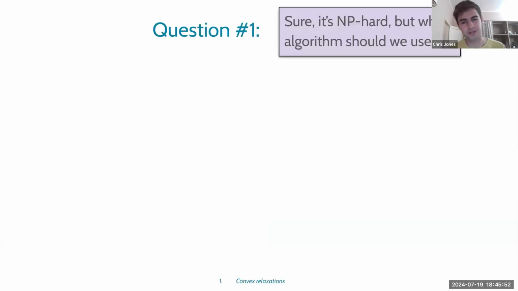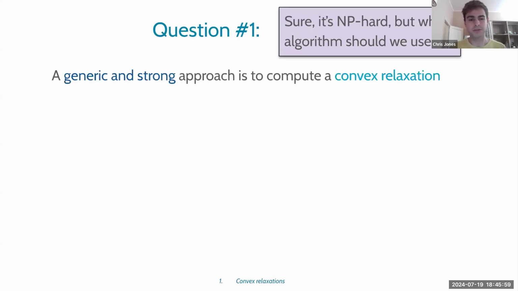Actually, the first question that we will look into is what algorithm should we use for this problem of computing alpha G? It turns out that there's a rather generic answer to this problem. And the generic approach is to compute a convex programming relaxation of alpha G.